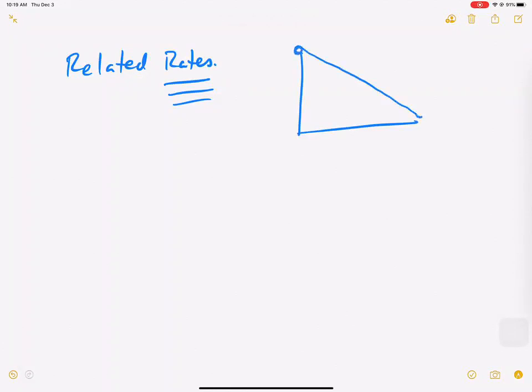If I have a ladder on the side of a building, right? What happens if the ladder slides down? This is a ladder that doesn't bend, it doesn't shrink or grow. So if the ladder slides down one way, doesn't the base slide out this way? Eventually it'll literally sit on the floor. So the values are related. As I change one value, the other value changes.